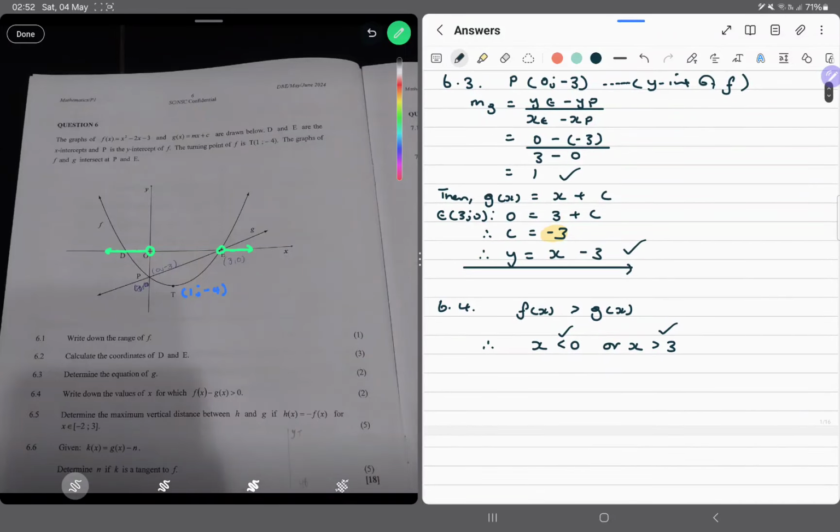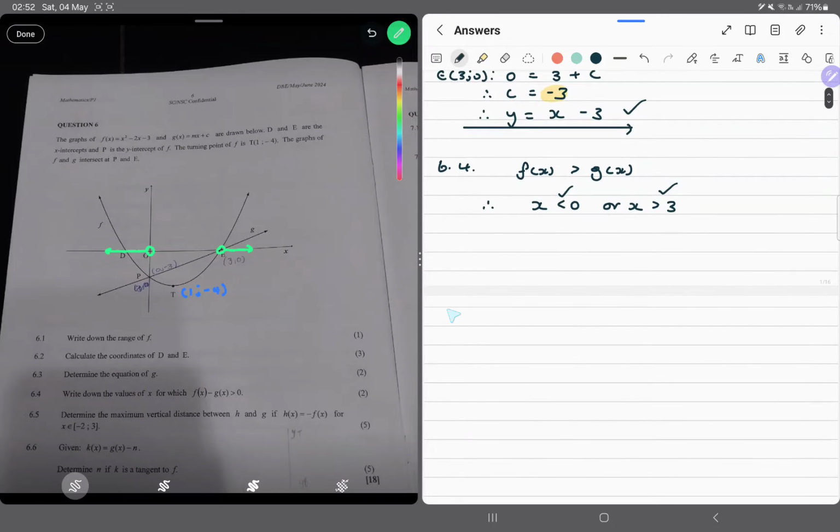That one needs to look out for. Alright, so they haven't really hit us with some difficult questions, have they? Now comes that one. Determine the maximum vertical distance between h and g. Wow. Now look at that, h and g. h is basically a vertical reflection of f, because this minus f of x means a vertical reflection. Now for x values between minus 2 and 3.